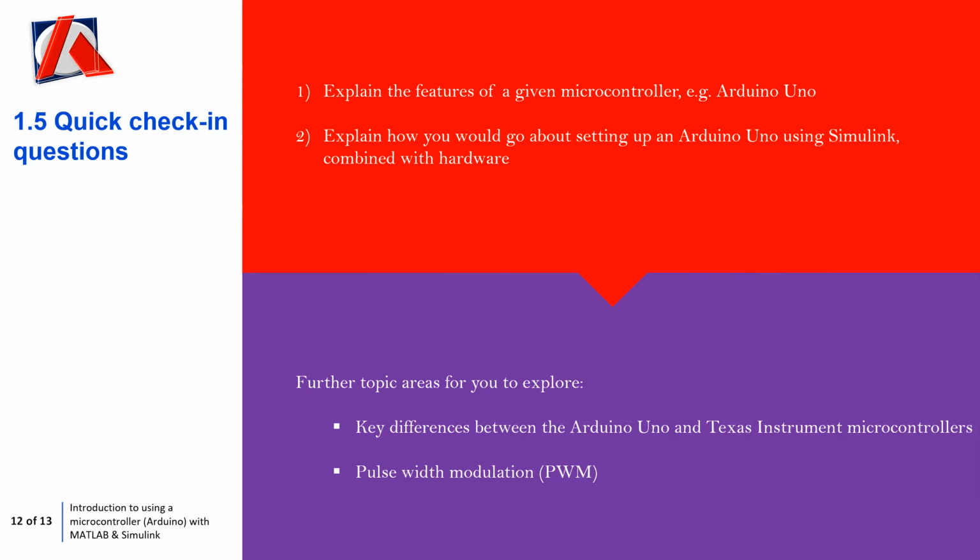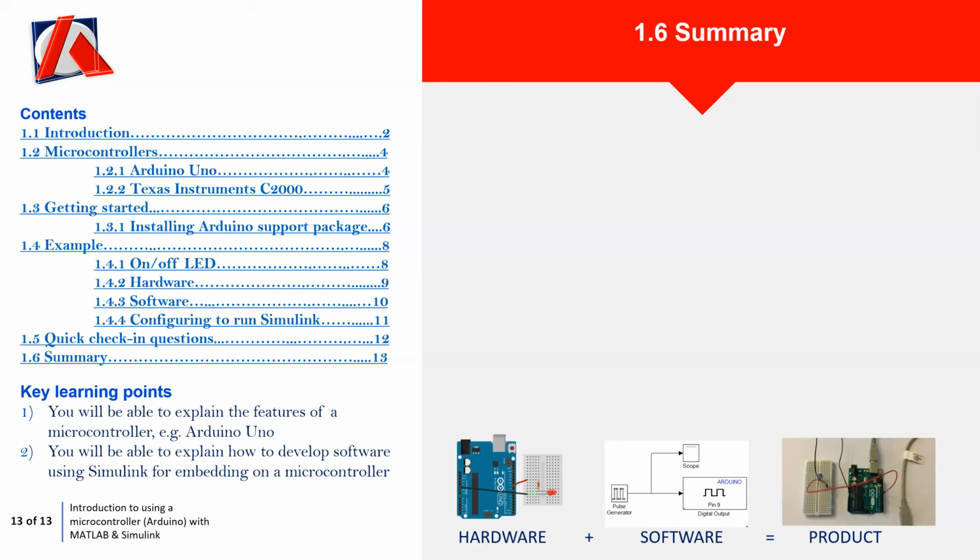Further topics for you to explore: it might be useful to look at key differences between the Arduino Uno and the Texas Instruments microcontrollers, more specifically maybe the Texas Instruments C2000. Also look into pulse width modulation, because I've spoken about that a little within this lecture and will talk about it more next lecture. It might also be useful to look at sampling interval, which will again be covered in the next lecture. So give yourself 10 to 15 minutes, or however long you need, pause the video and have a go at those quick check-in questions.